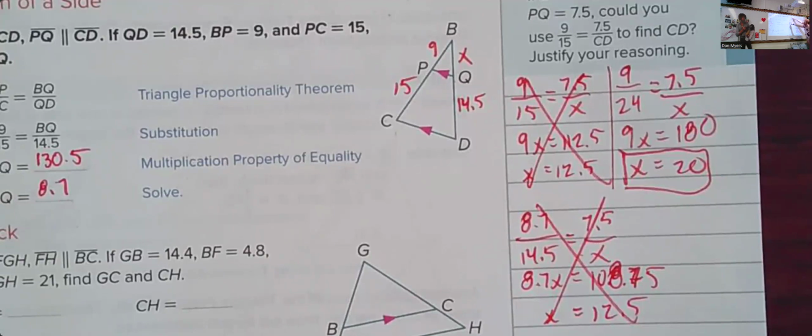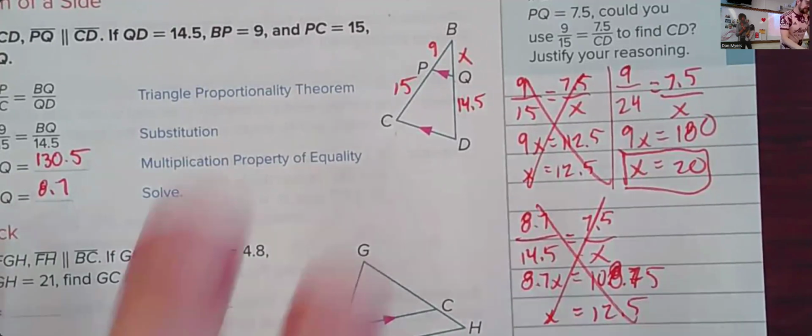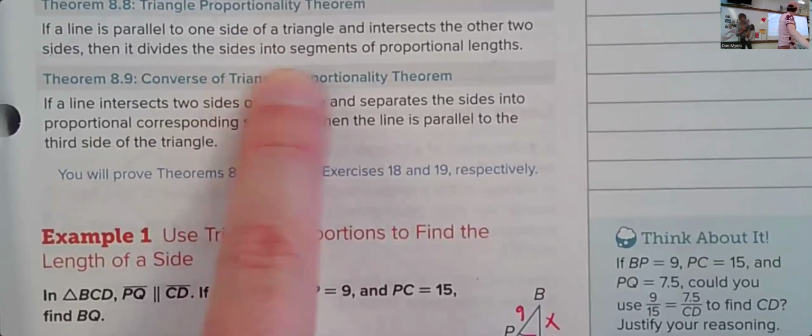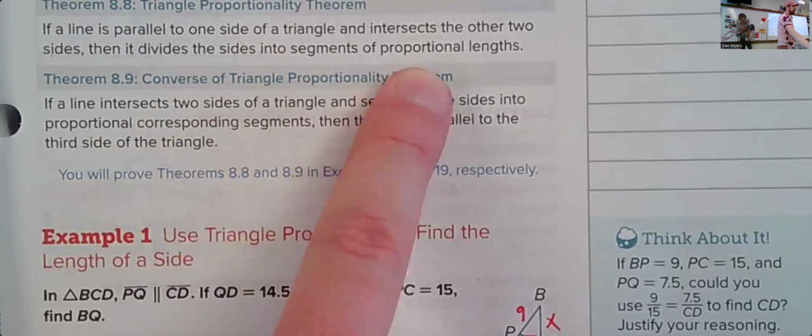So 9, 24, 7.5, X. Doing this one and this one, that only works with the triangle proportionality theorem, which we just saw right up here. It says it divides the other sides into segments of proportional lengths, the sides that it intersects with.